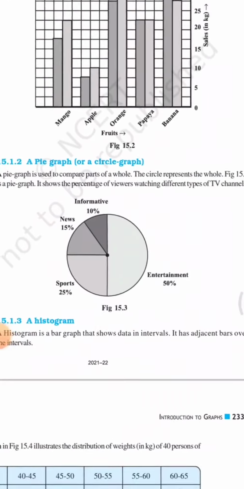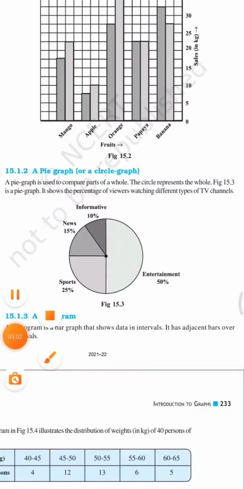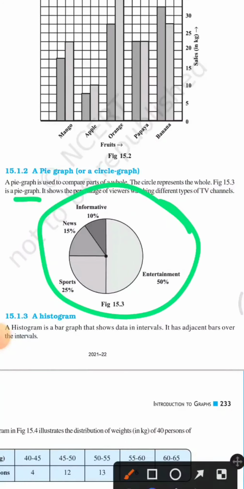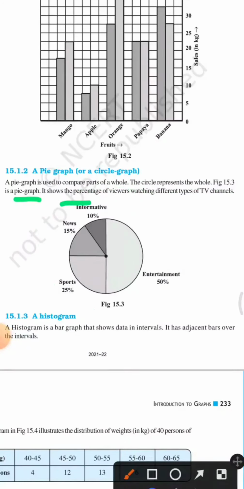Okay, so here is the article. The circle represents the whole, 15.3, in a pie graph, that means this circle is showing the whole information. Okay, it shows the percentage of viewers watching different types of TV channels.